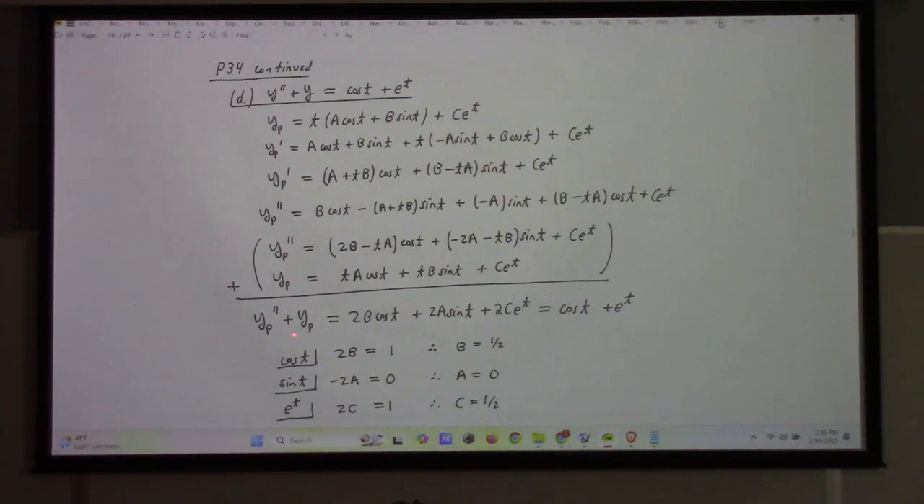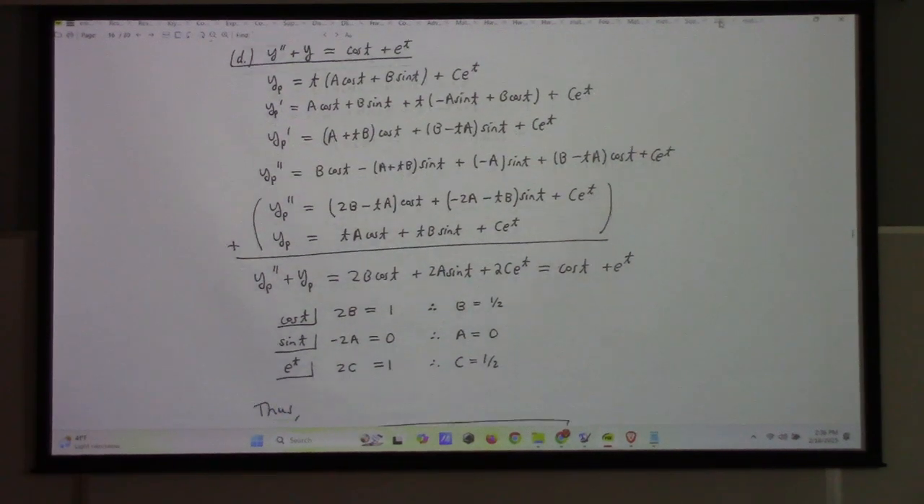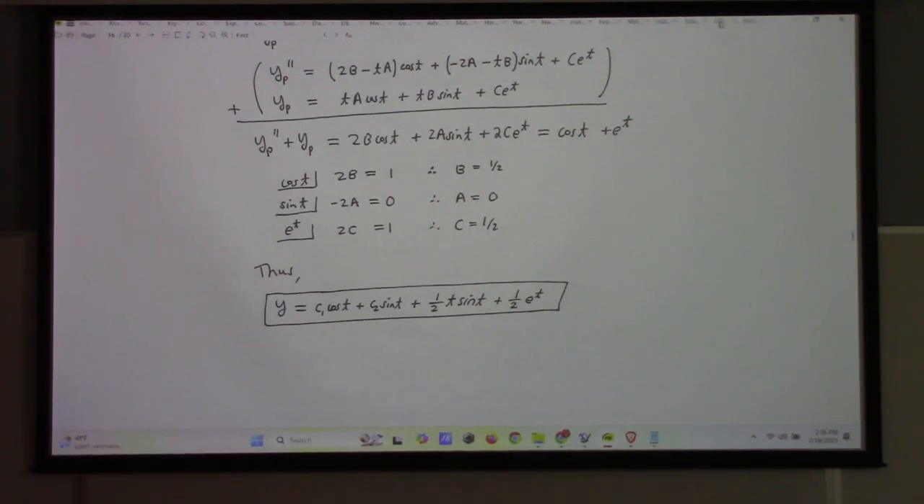And so I got yp prime prime plus yp. And over here you can see stuff cancels, right? The TA minus TA, the TB, the minus TB. This is the secret sauce of the annihilator method working: these terms canceling. And of course, we're just left with that, which we can equate coefficients of cosine, sine, and exponential respectively to get a half for B, 0 for A, a half for C. And then we put it all together, and there's our solution.